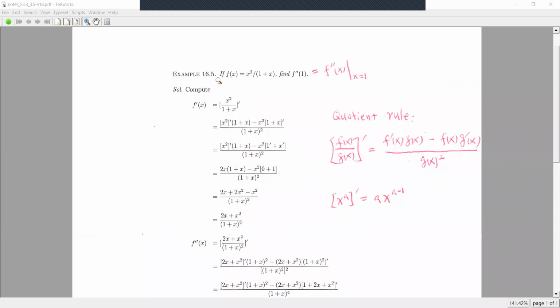Example 1, under the second topic. Let f be this function. Find the second derivative of the function at the point 1. To find the second derivative at the point 1, first compute the second derivative at the point x. All the derivative formulas are about derivative at the point x. After we get the second derivative at the point x, then plug in 1 in x to get the second derivative at the point 1.